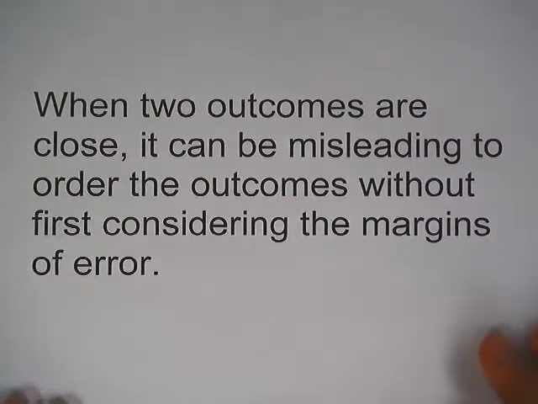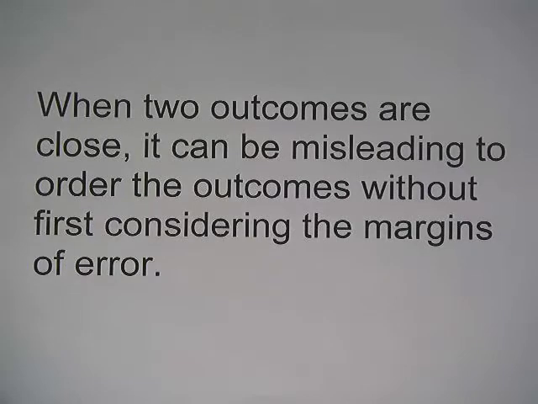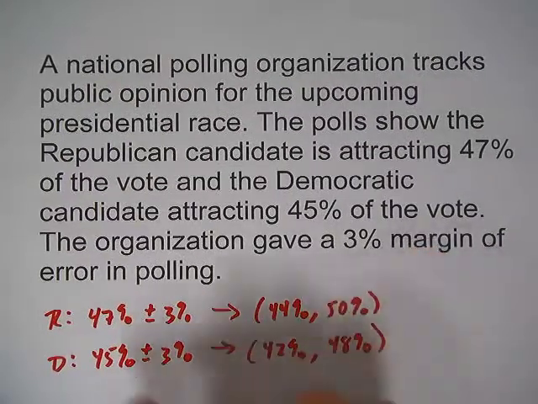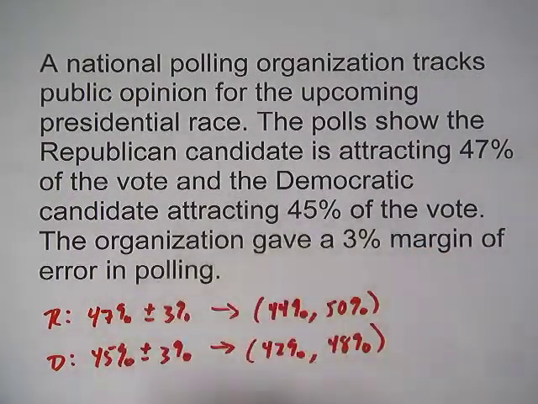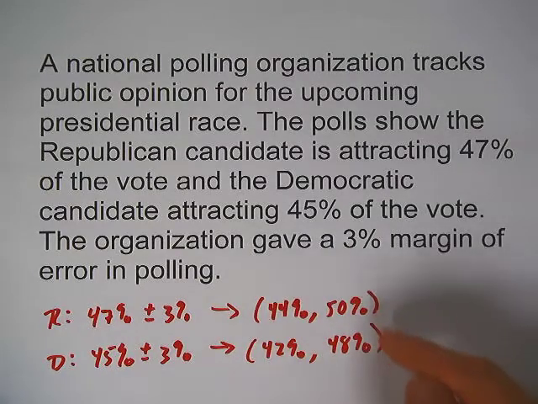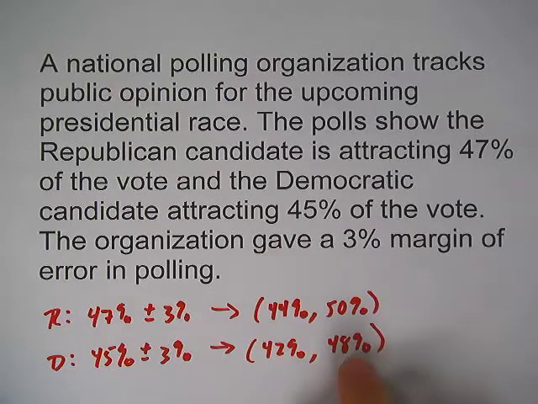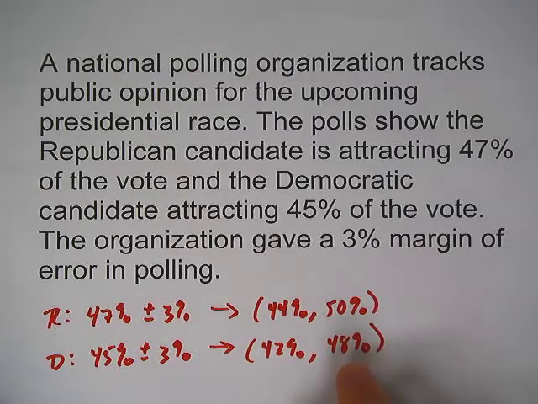So kind of in conclusion, when two outcomes are close, it can be misleading to order the outcomes without first considering the margins of error. So if we were just to order them without considering the margins of error, yes, it does look like the Republican has the lead. But by looking at the margin of error and creating a confidence interval, we can see, well, it's possible that the Democrat actually has the lead in terms of the entire population rather than just the sample.